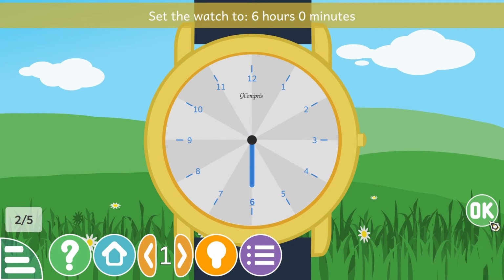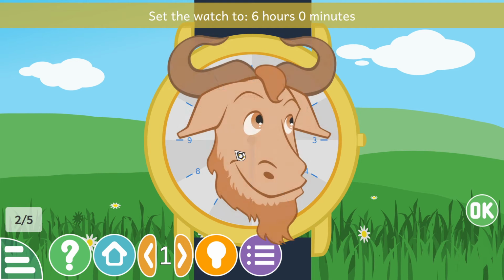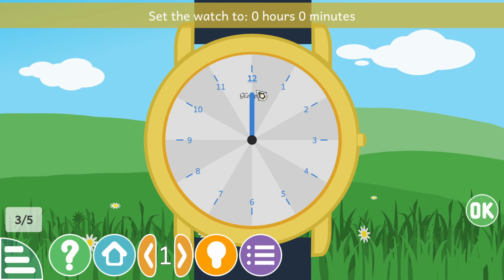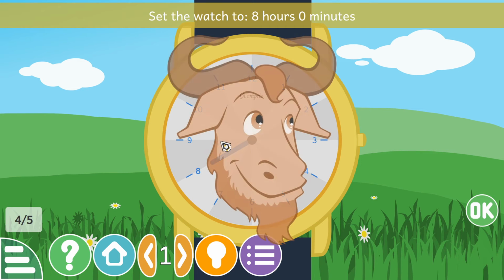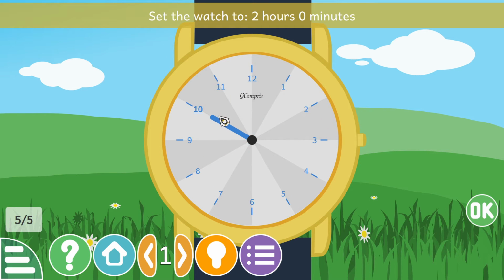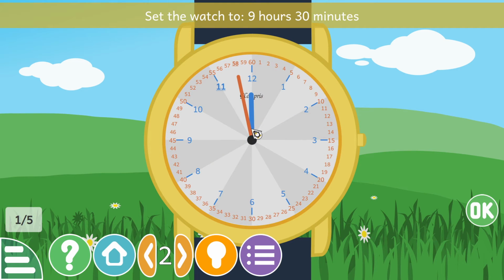So set the time to 6 o'clock. Set the time to midnight. Set the time to 8 o'clock. I don't know whether it's in the morning or the afternoon at the moment, but that's all right. It can be either. 2 o'clock.